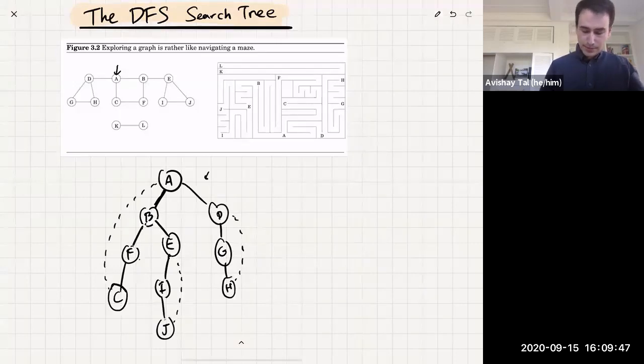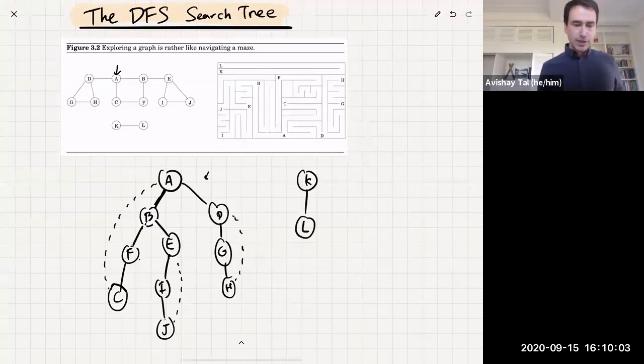Okay, so when I do DFS, I'm not finished when I explore A, because I still have K and L on the side. So then I explore K and I get this thing. Okay, so this is the DFS search tree. The edges of the tree are the thick edges, and the dotted edges are called back edges. So why are they called back edges? Notice that, if we think of it as a rooted tree, all these back edges go from some vertex to an ancestor of it. For example, C has a back edge to A, and A is indeed like the grandfather of C.